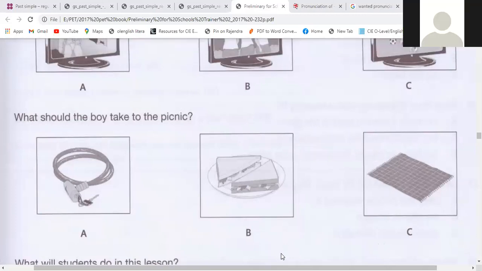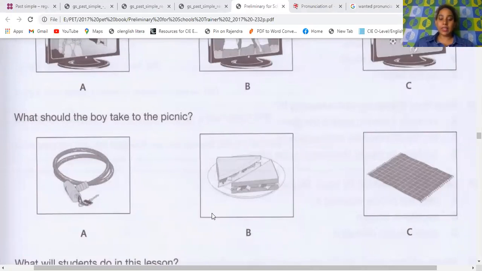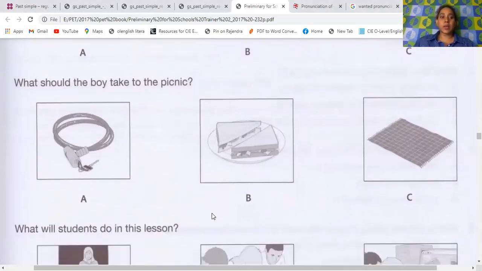Okay. My bike lock is not working, so bring yours. So that's what he should bring.